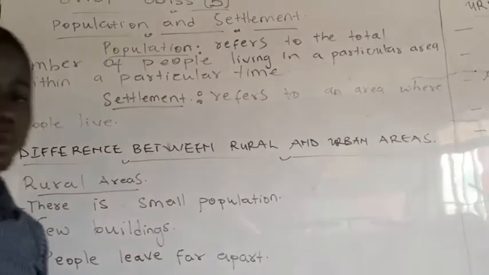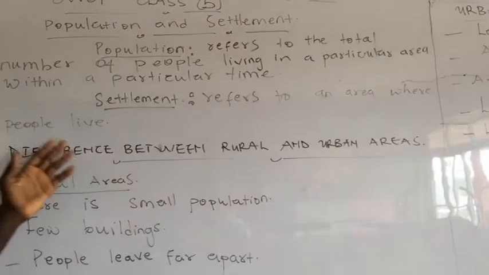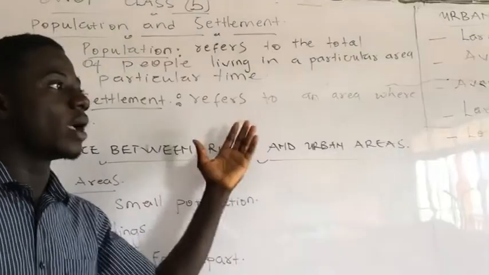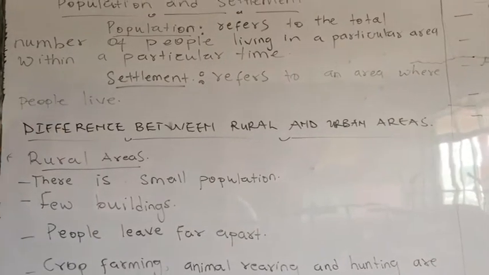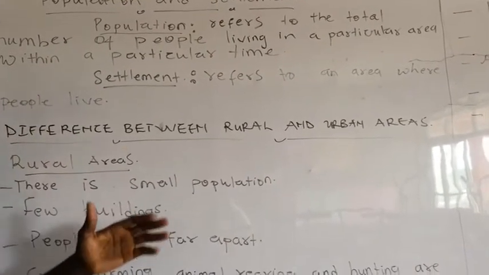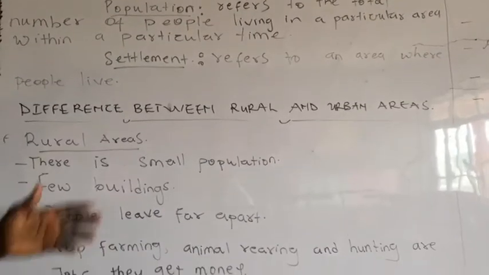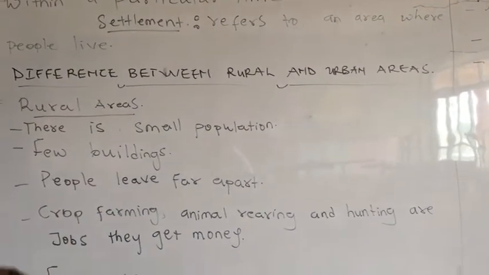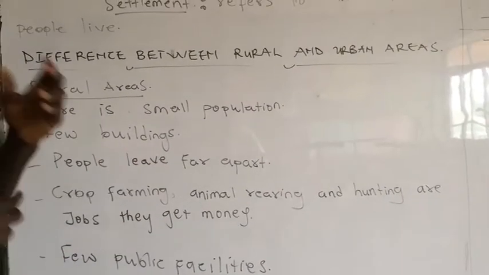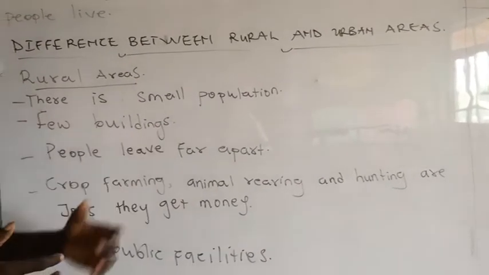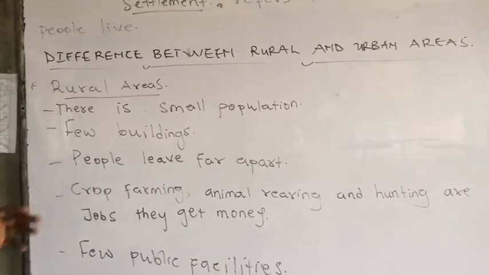Now, settlement. When we say settlement, settlement refers to an area where people live. When you look over here, we have rural areas and urban areas. They are all types of areas where people live, or types of settlements. You can also see rural settlement or urban settlement. When we move forward, we'll learn more about the types of settlements. But for now, we're going to talk about these ones.